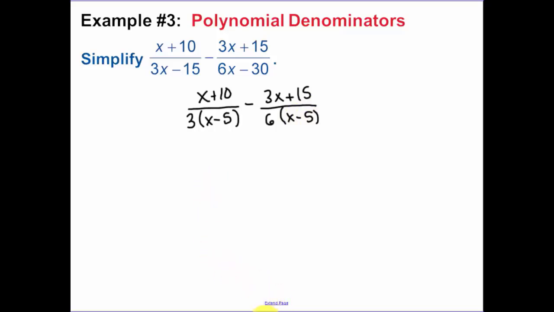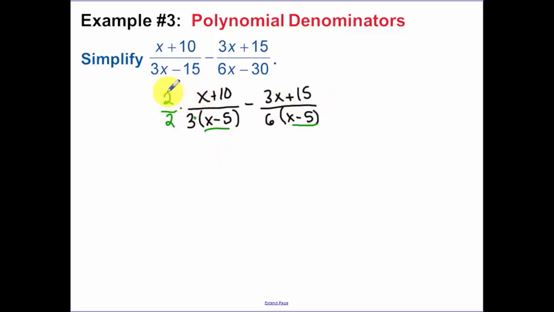Okay, now let's look at this. They both have an x minus 5, so I don't need to do anything with that. This denominator has a 3 as part of my factor. This denominator has 6. So I need to turn this 3 into a 6. So I need to multiply by 2 over 2. And it doesn't help you to factor out the numerators because you're eventually going to be subtracting anyway. So don't worry about factoring out anything in the numerators.